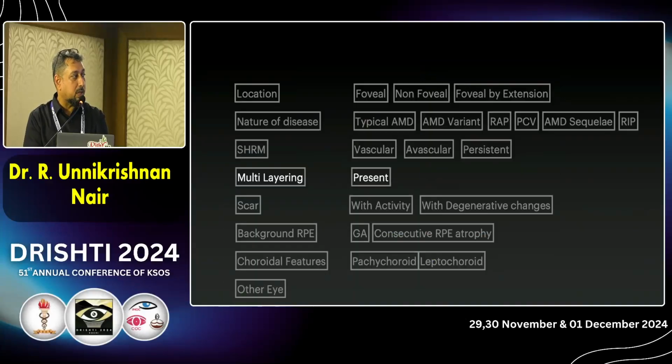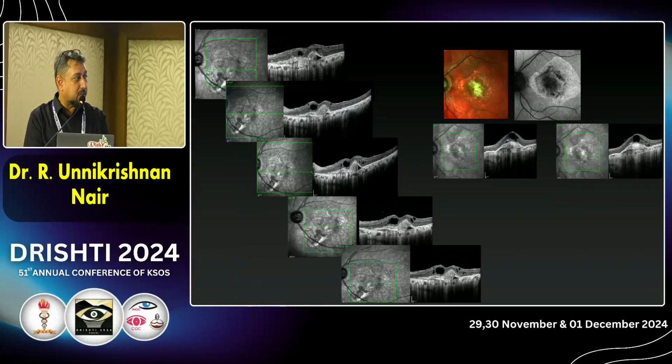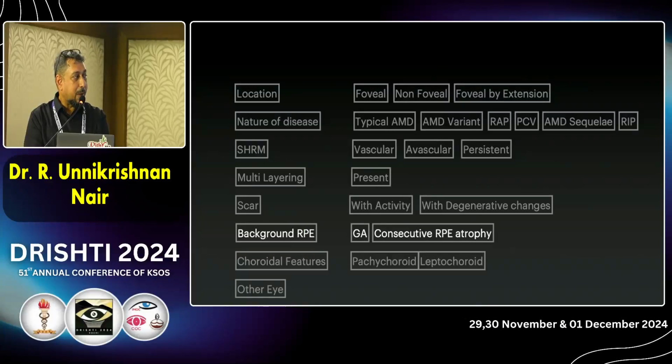Multi-layering, I told you, is not bad sometimes. A scar may be present with activity, where you have fluid, or degenerative changes where you have ORT. You have to differentiate so that you don't overtreat the patient. The background retina, whether there's already pre-existing geographic atrophy or the RPE atrophy is increasing with each treatment, and other choroidal features like a thick choroid, or now even just the opposite, a thin choroid.